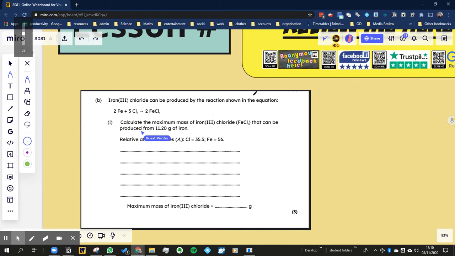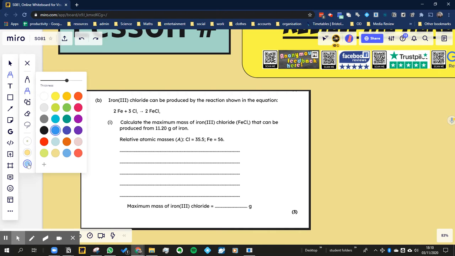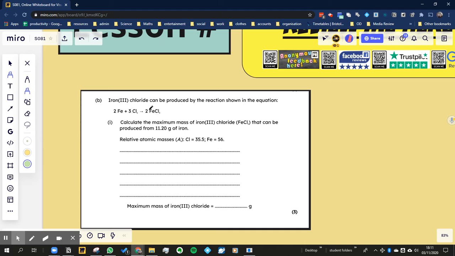So what we first of all need to think of is, well, we've got the relative atomic mass. So we're going to start off by identifying what are the things that we are given and what do we want. Calculate the maximum mass of iron 3 chloride. This one here is the target, so I'm going to highlight that in green, if it lets me. Yeah, so this is my target, okay? That can produce, and we've got the known substance which we'll highlight in yellow.